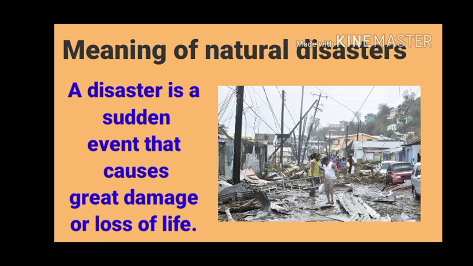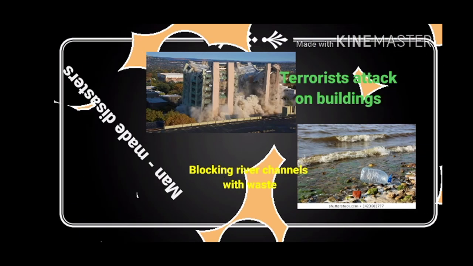What are natural disasters? First, a disaster is a sudden event that causes great damage or loss of life, just like the image before you.